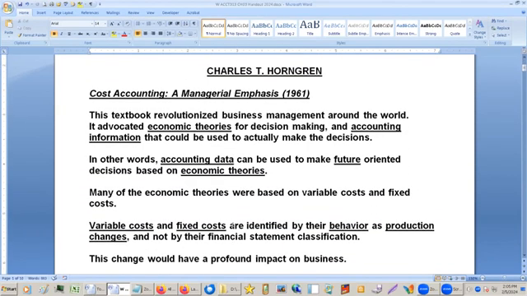Okay, so Charles Horngren, this is the textbook that we are using. One second.